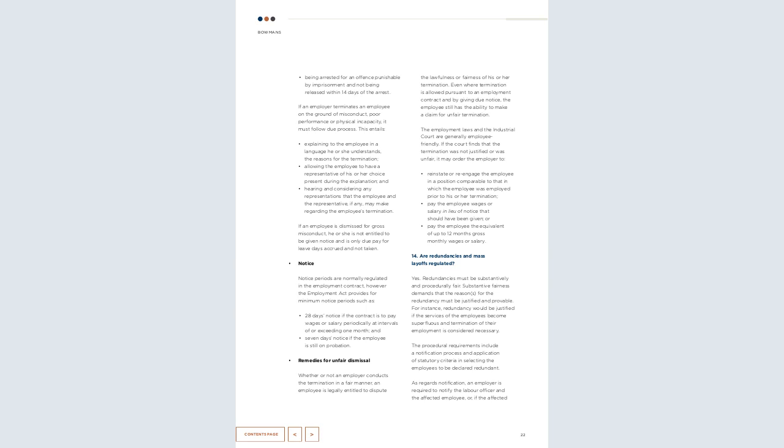For instance, redundancy would be justified if the services of the employees become superfluous and termination of their employment is considered. So the procedural requirements include the notification process and application of statutory criteria in selecting the employees to be declared redundant. That is, this regards notification. An employer is required to notify the labor office and the affected employee.